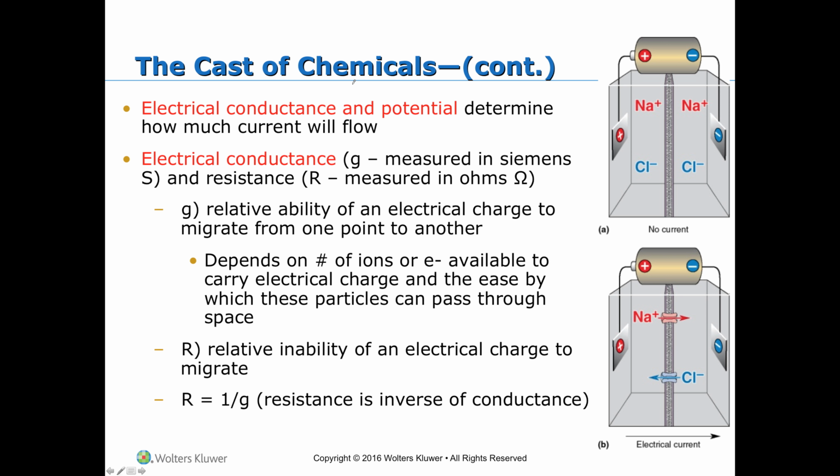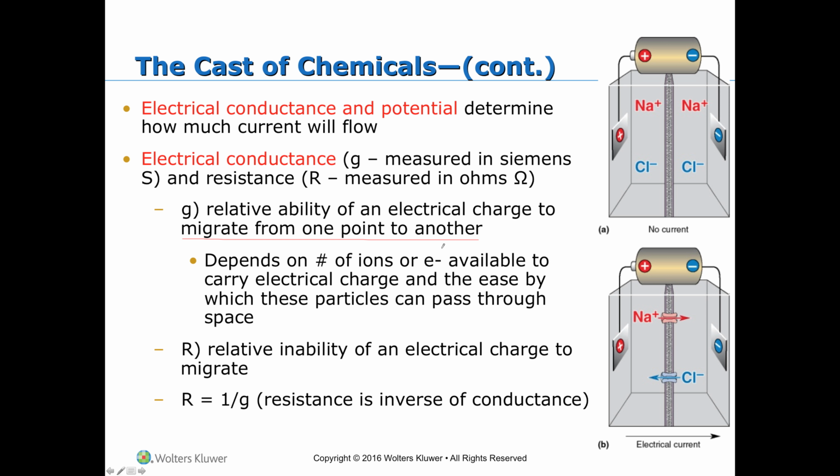So, electrical conductance and potential will help to determine how much current will flow in a given system. Electrical conductance is denoted G, measured in Siemens, and resistance is measured in ohms. Now, conductance is the relative ability of an electrical charge to move or migrate from one point to another. So this is going to depend on the number of ions or electrons that are available to carry the charge and the ease by which these can actually pass through space.